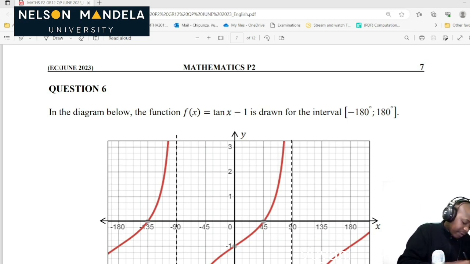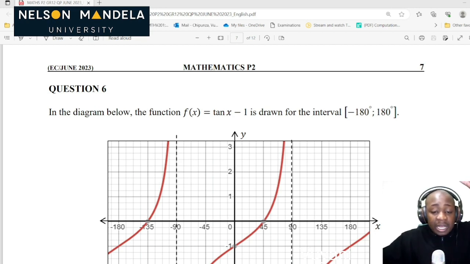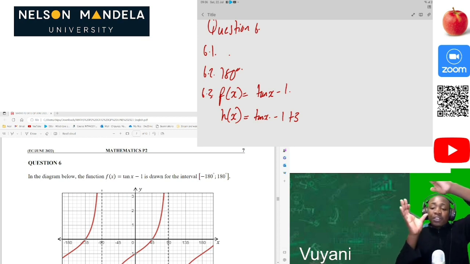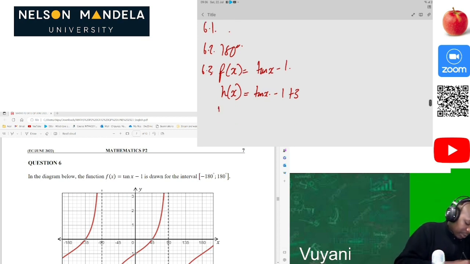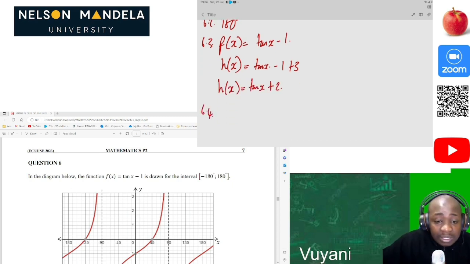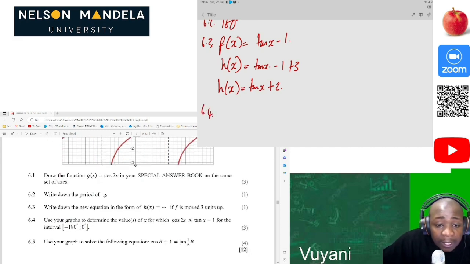So we have f of x is equal to tan x minus 1. Now h of x is the graph which has been shifted 3 units up. So this will be equal to tan of x minus 1 plus 3 because it has been shifted up. When it has been shifted up, we add 3. When it has been shifted down, we subtract the value which you are given. So we are just playing around with the parameter q alone. Then we have our h of x, which is equal to tan x plus 2. Functions are so easy and straightforward. Now let's proceed.